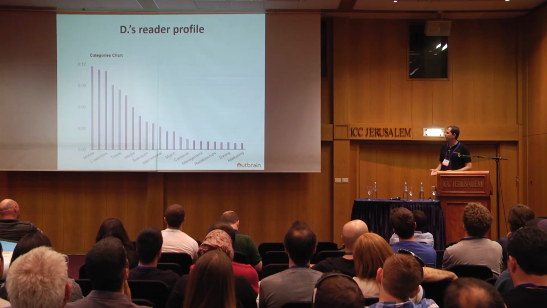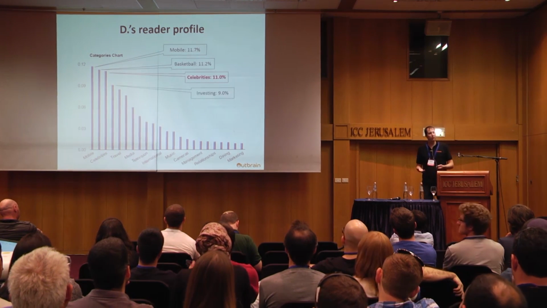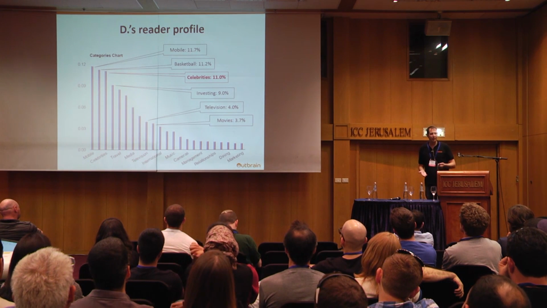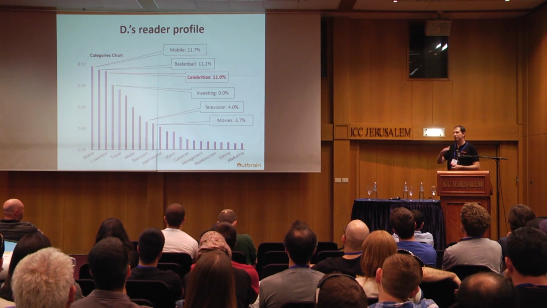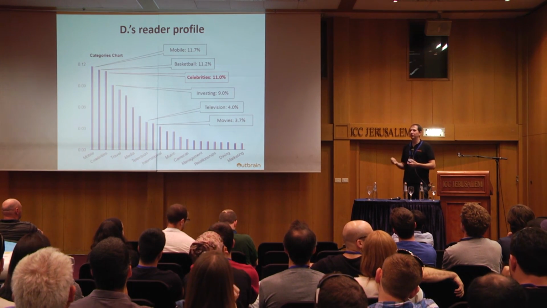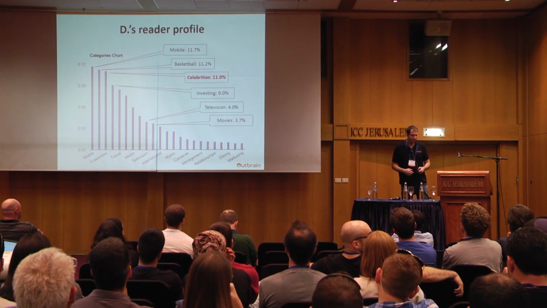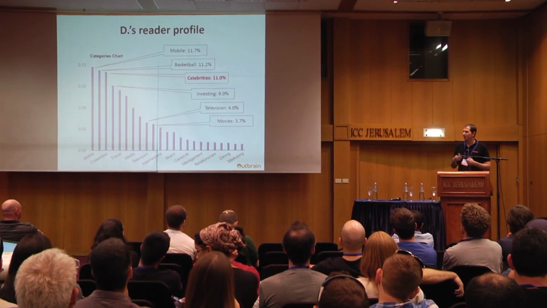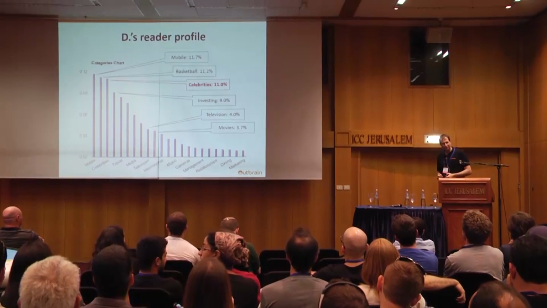So for example, we can see that Dee likes to read content about mobile and basketball and celebrities and investing and television and movies. And the distribution here basically marks the proportion of what content he likes to read at what proportion. And of course, it's all encrypted, so I don't actually know that this is Dee.